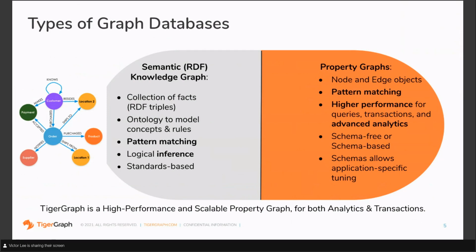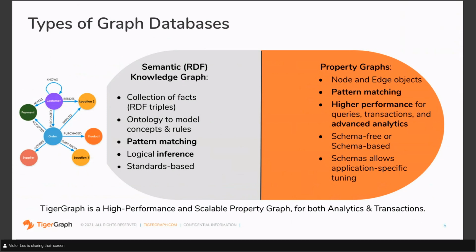So, and then there are two flavors. You can either have one that's schema-free, like not having an ontology to begin with, or you can have one that's schema-based. Traditional relational databases are schema-based. You define your data model first, and then you load data into it.